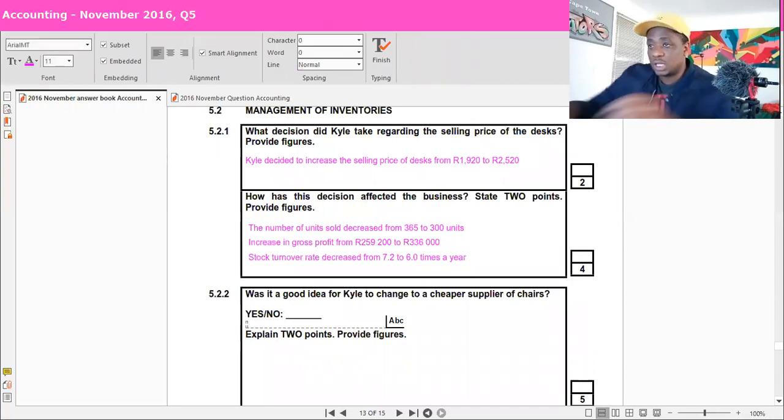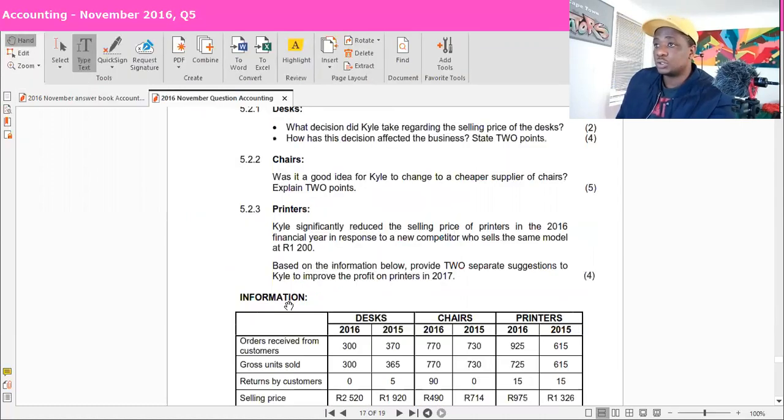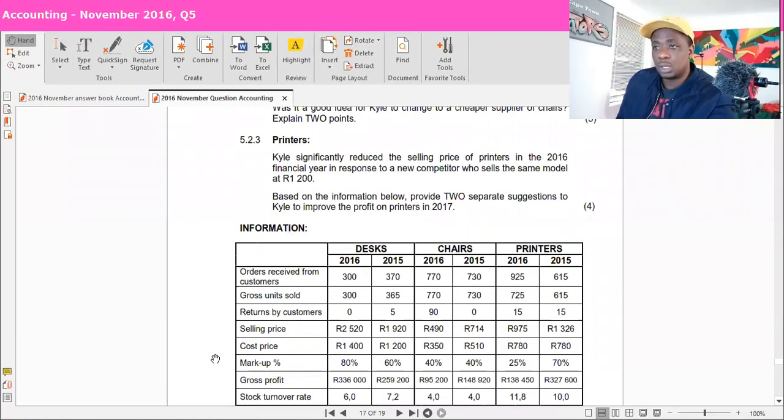So you would say no, and then explain 2 points. Oh, and the other thing that I did notice, the returns by customers went from 0 to 90.